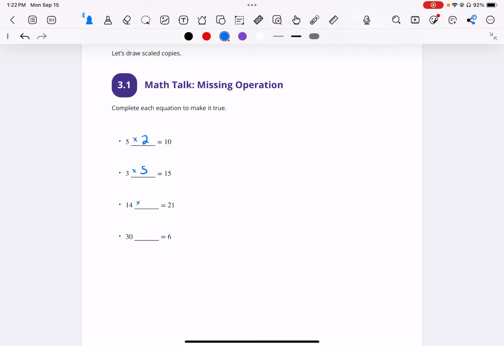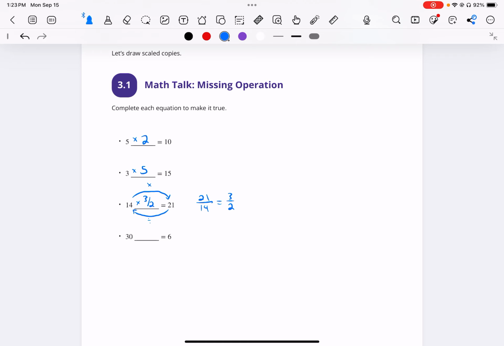14 times something gives me 21. If I'm not sure what I'm multiplying by to go this way, I just go the opposite way and do 21 divided by 14. And I can reduce that to 3 over 2. So 14 times 3 over 2 is 21.